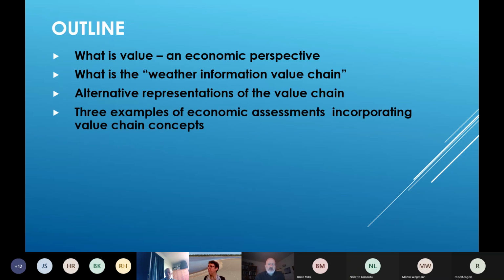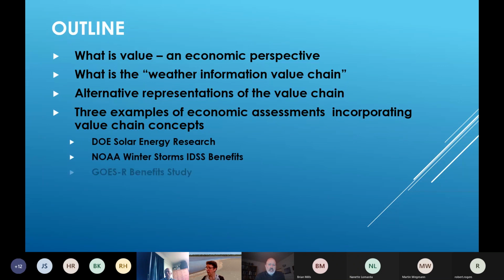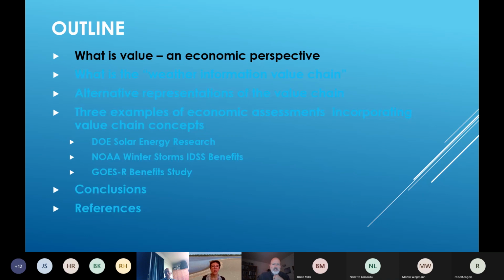And then 3 examples where the value chain concept was part of a project, including the three that I've been involved with: one at NCAR on solar energy, one for NOAA on winter storms, impact-based decision support, and an ongoing one on GOES-R benefits, which I'll actually move quite a bit of that to the exercise. Then talk about some conclusions from this and provide references.